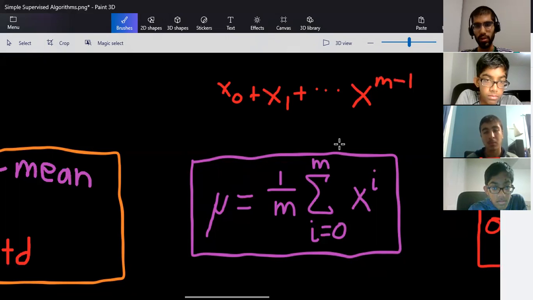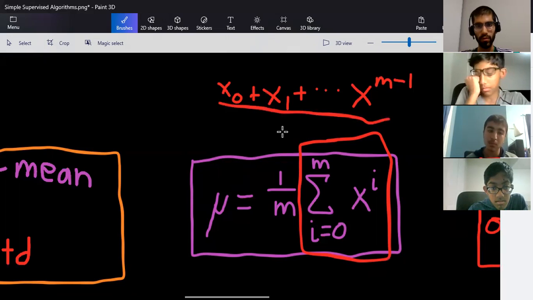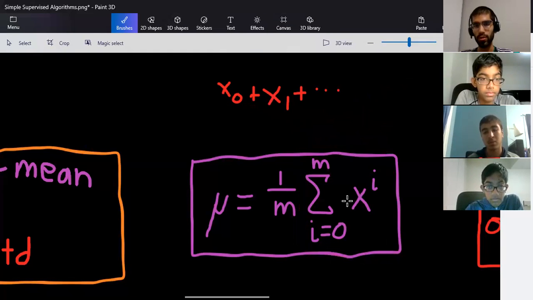So this sigma notation, this part just means go add up all the examples, yeah? And then we divide by m, because we're taking the average. So this is just a fancy statistical way of saying add everything up, add up all the data, and then divide by the number of data points. So that's the average, yeah?